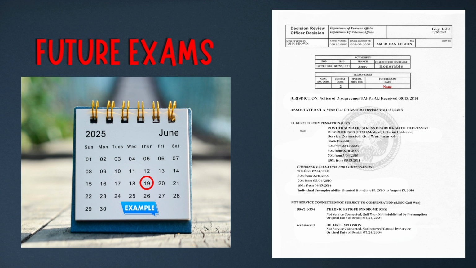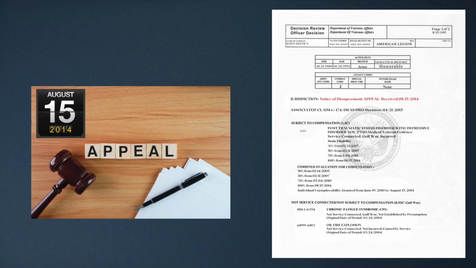For example, for your future examination date, they may have June the 19th, 2025. If you see an examination date on your code sheet or any of your VA documentation, you would be advised to keep track of it and find out more information of where the examination is going to take place and at what time. And finally, you need to attend the examination because your benefits can be reduced or you may lose them altogether. In the section labeled Jurisdiction, we find that Mr. Brown's Notice of Disagreement or Appeal was received on August the 15th, 2014.